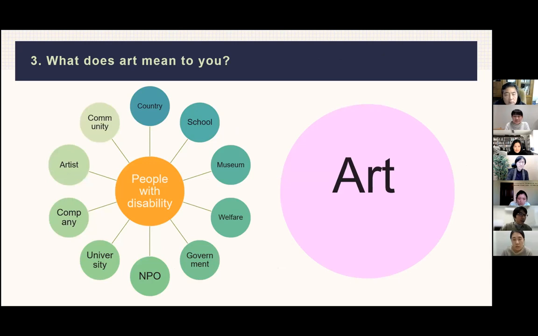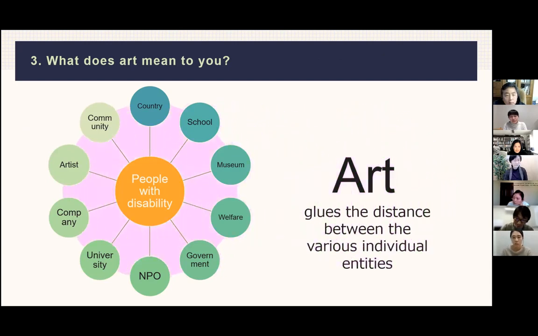Now, I will answer the last question from the counselor. What does art mean to you? I think art is like a glue to initiate connection among diverse persons, institutions, and so on. This is an image of art. Art shortens the distance between the various individual entities. This is the beauty of art.